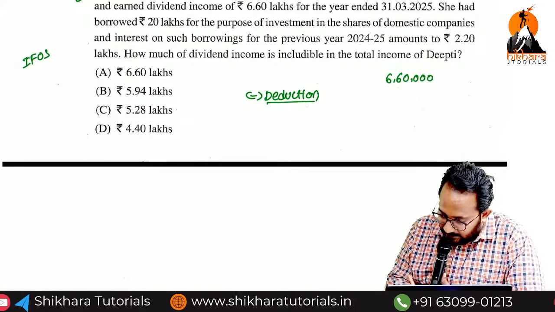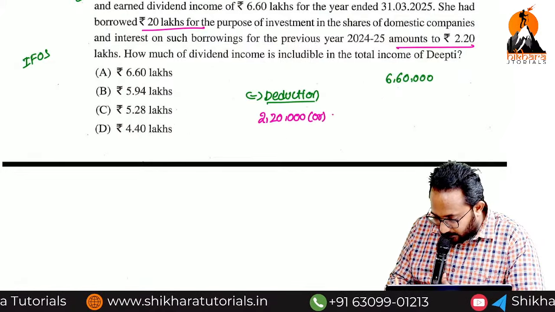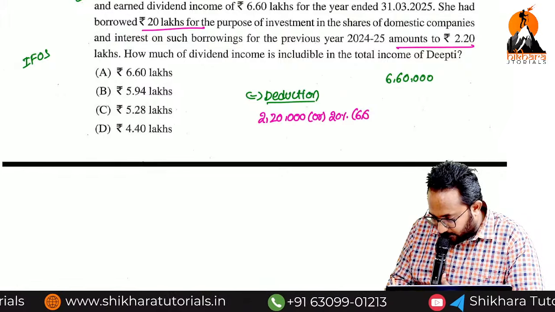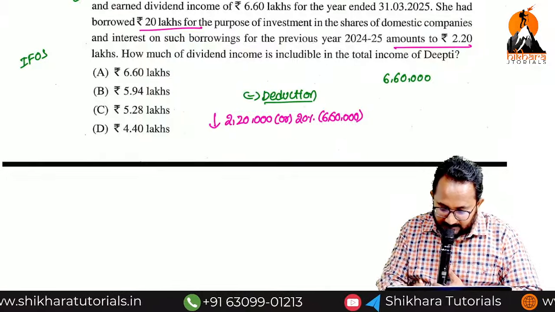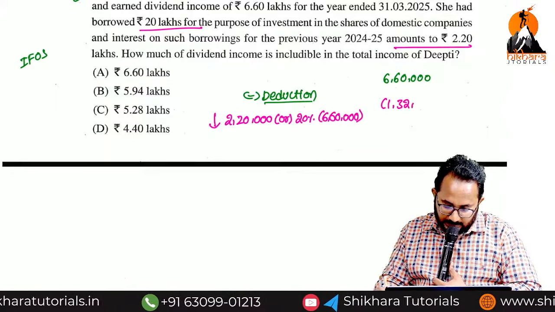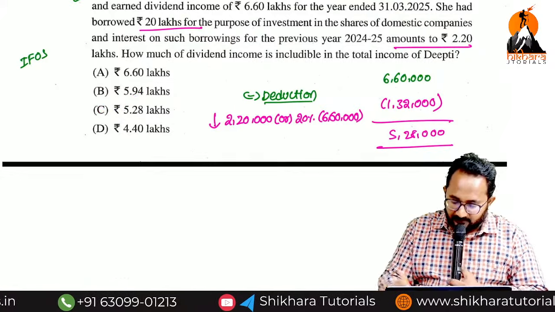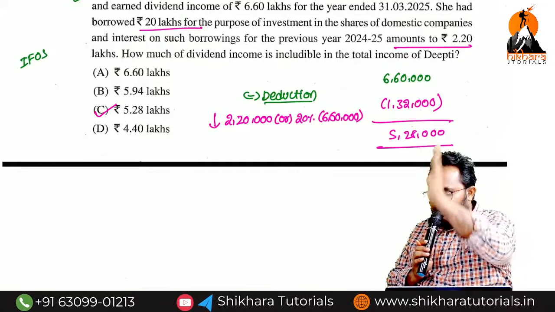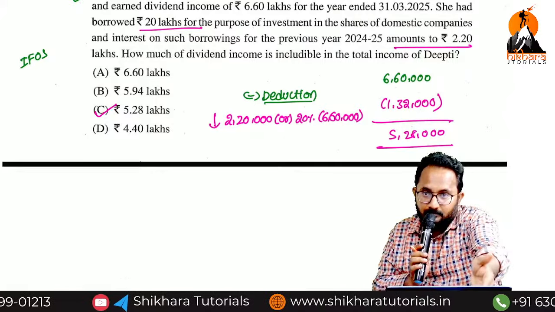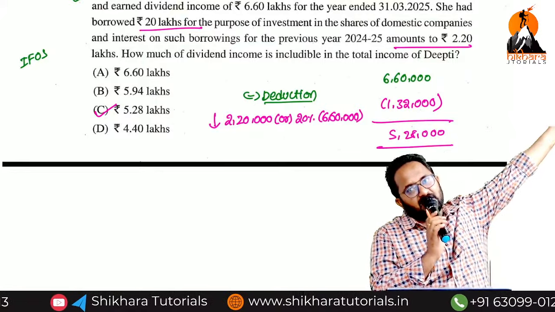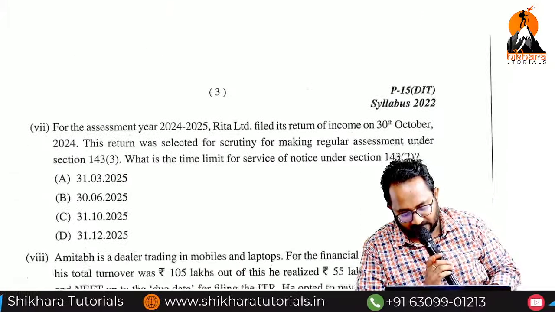Suppose the loan you took is 20 lakh and the interest you paid is 2,20,000. But I can't give 2,20,000; it is restricted to 20% of your dividend amount, whichever is lower. That is 1,32,000. After removing this deduction, the taxable amount is 5,28,000. Again, I am expecting this MCQ in our exam. Remember, any dividend amount you receive is not fully taxable. If you invested in a company and took a loan for such investment, the interest paid on that loan is allowed as deduction, but restricted to 20% of the dividend amount.